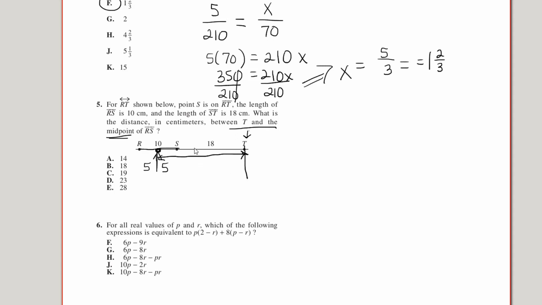That's the length. And we know the length from S to T is 18, and we know the length we just found from the midpoint to S is 5, so we're going to add 18 plus 5, and that equals 23, which is answer choice D.